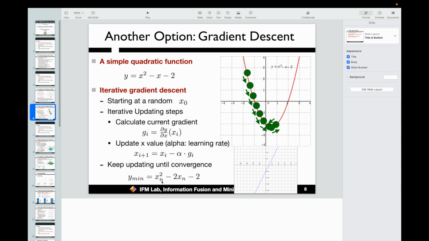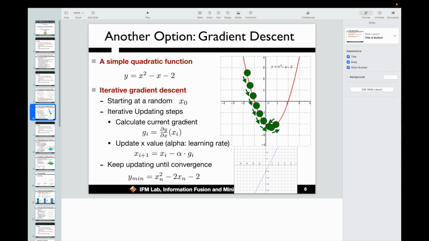And we can replace this xn into this function to calculate its corresponding minimum value for the function. Okay, so this is the gradient descent algorithm, and then let's have a look at what this learning process, or the updating process, means.